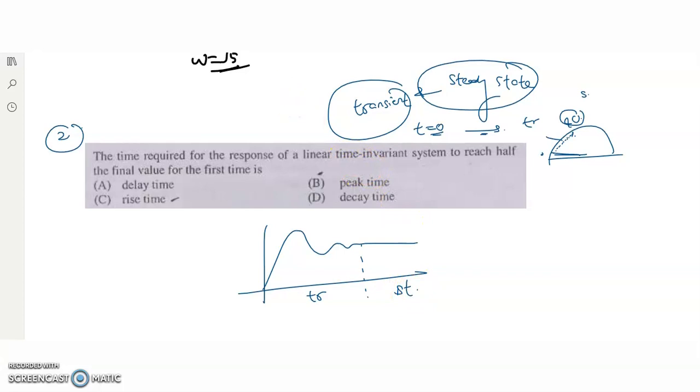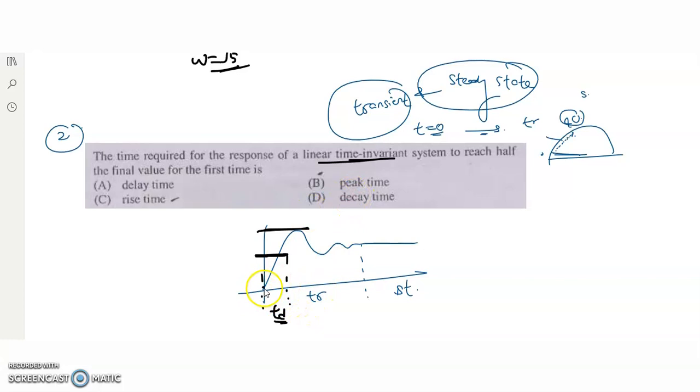Got it? So now in this one, the time required for the linear time invariant system, they are calling it a time invariant system, that means it is not varying with respect to time, to reach half the final value for the first time. Whether it is time variant or time invariant, if it has to reach half the final value, we can take this as the delay time. It is called the delay time, that is TD.